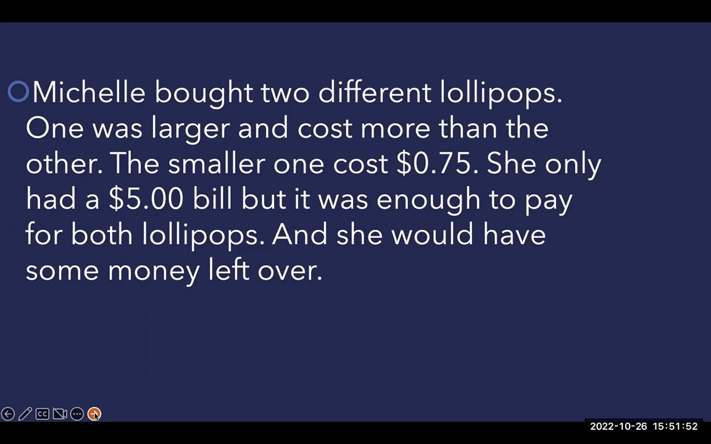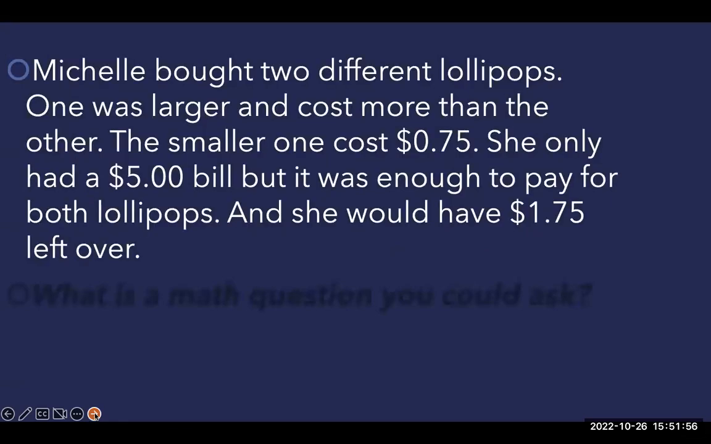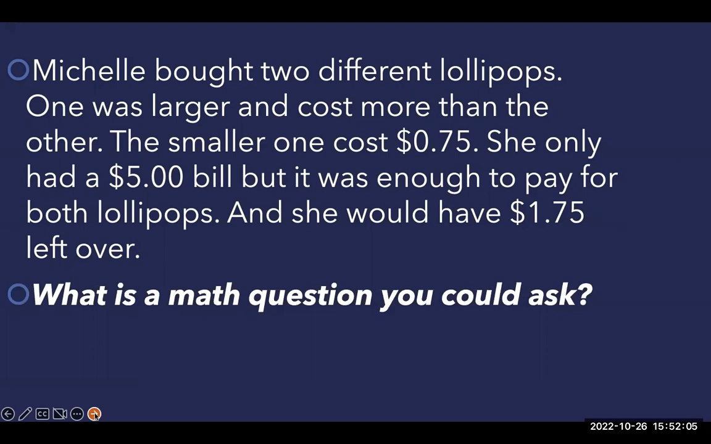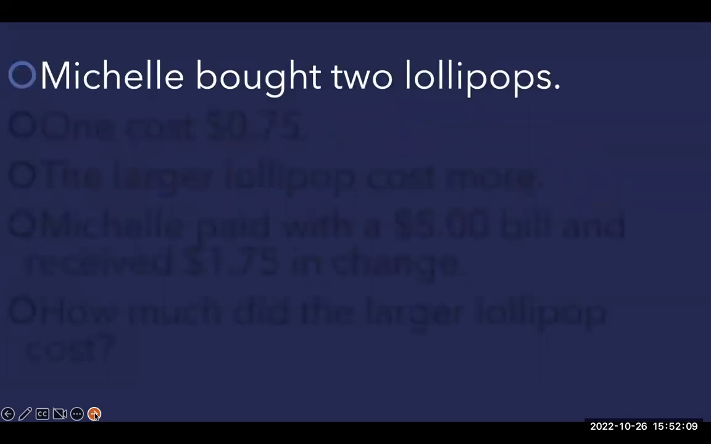So you have to figure out the cost of the other lollipop, and then maybe you'll get some information about the change. Oh, yeah, she's got $1.75 left over. So now we have enough information to figure out the cost of the larger lollipop. What is the math question, etc., and then have students share their strategies. This is the other format that I use.